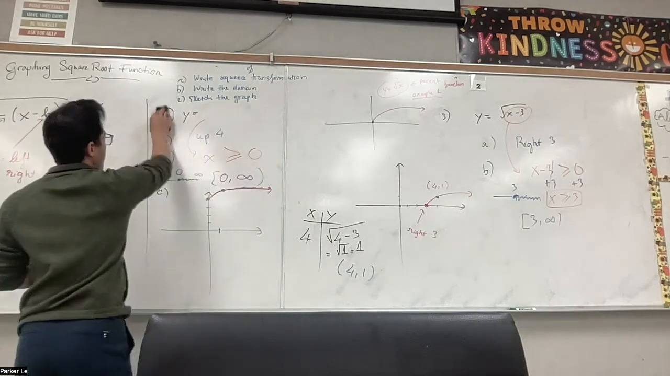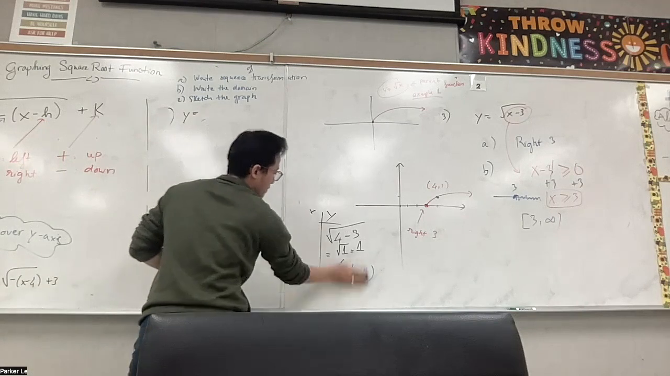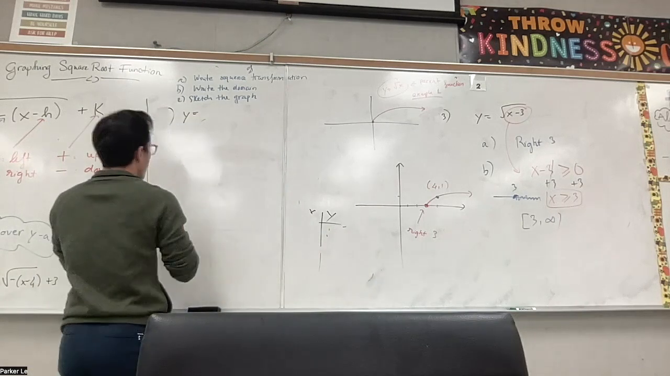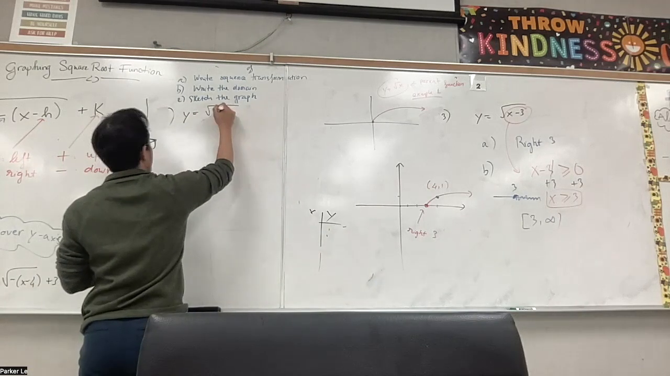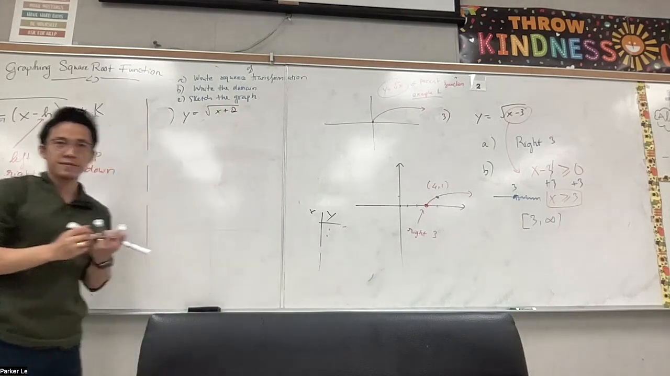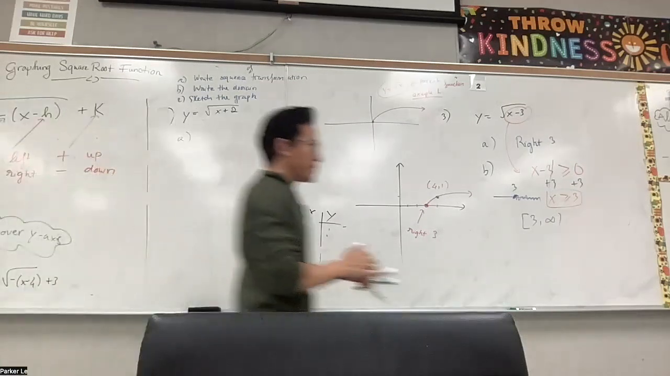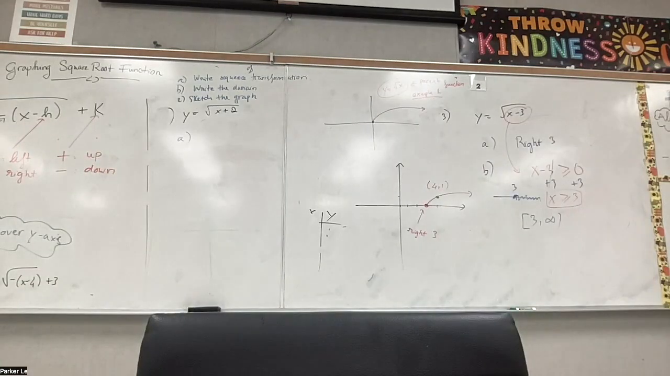Okay, example number 4. Y equals square root of x plus 2. All right, what kind of move?